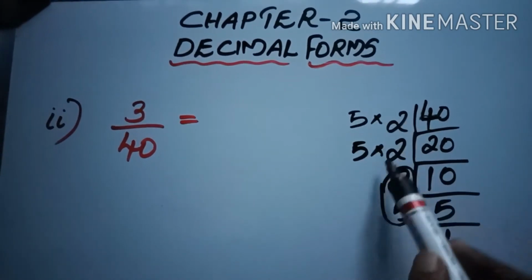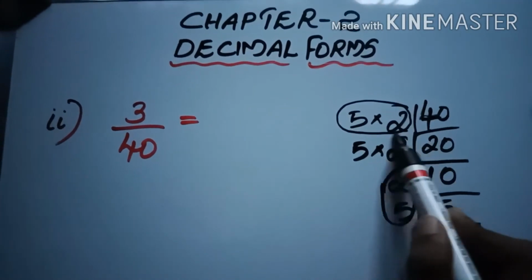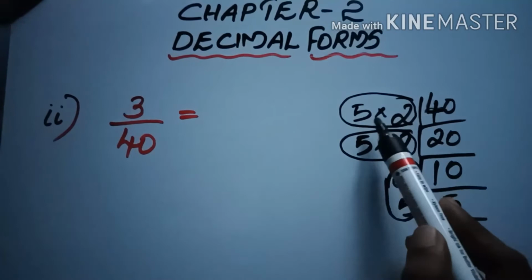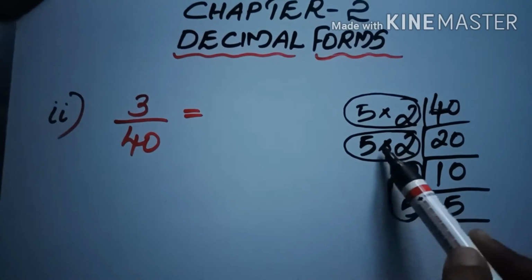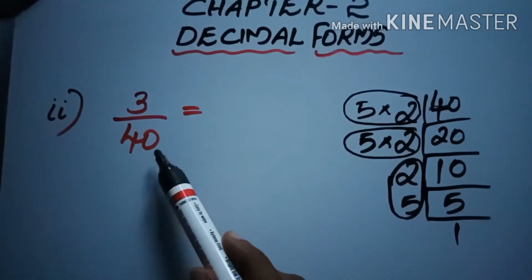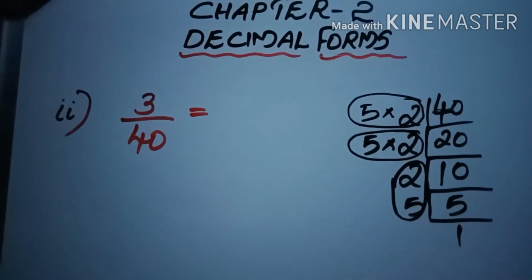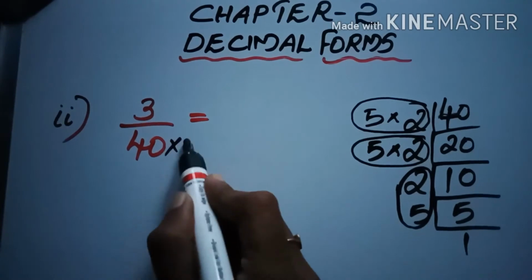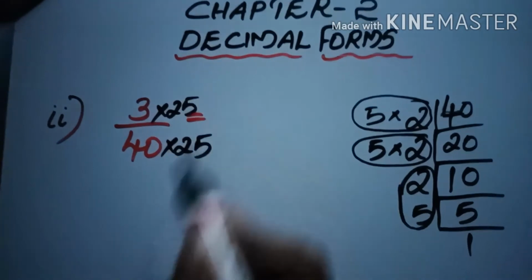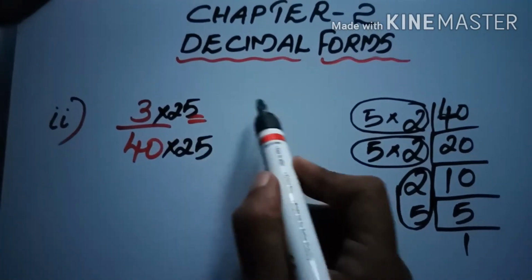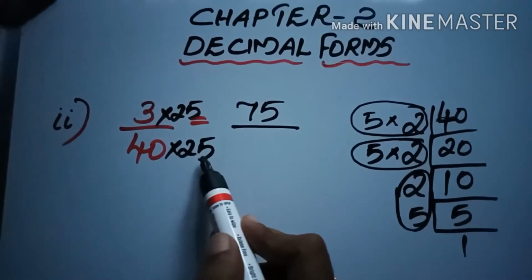So here 5 into 2, here also 5 into 2, then only we will get a pair as product of 10. That means here we add 2 5s, into 5 into 5. That must be multiplied here with the denominator and with the numerator. So 5 into 5 means it is 25. So 40 into 25 here, same with the numerator also, 3 into 25. Now 3 into 25 means it is 75 divided by 40 into 25.